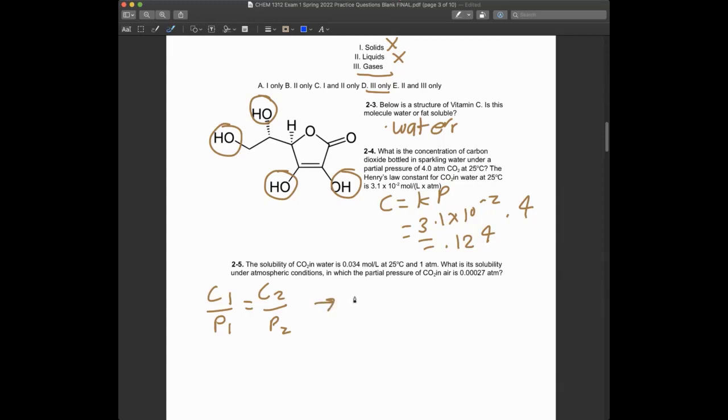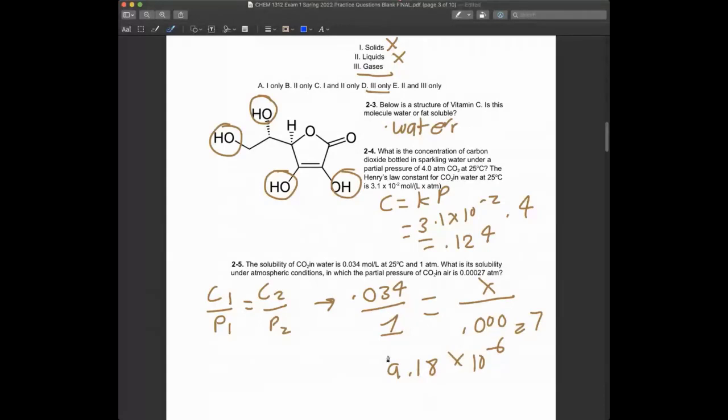Our first concentration is going to be 0.034 moles per liter, and our first pressure is 1 atm. Our second set of conditions is going to be 0.00027 partial pressure over x. We don't know what that is. So we can plug into our calculator and get our answer, which is going to be 9.18 times 10 to the power -6.